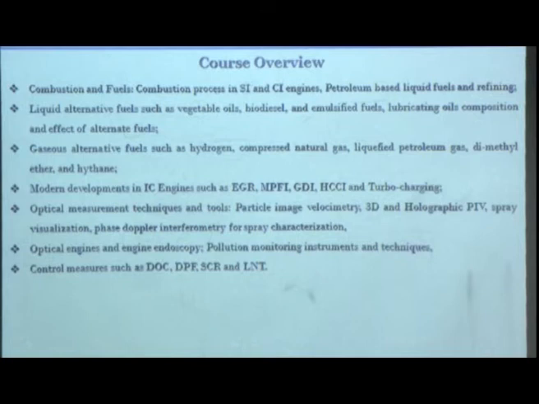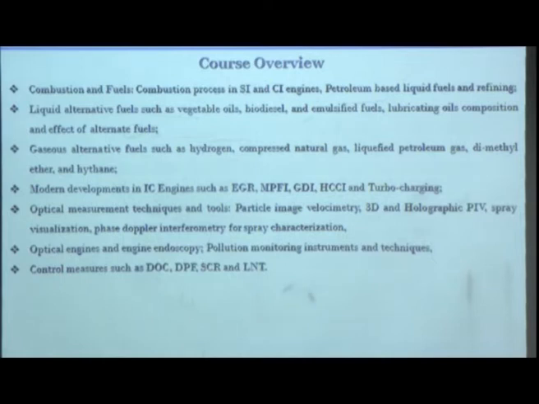So this has changed the entire understanding of the IC engine combustion processes. Many different new techniques have been developed in this area. Okay. So we will be discussing particle imaging velocimetry, which is nothing but a flow visualization technique.